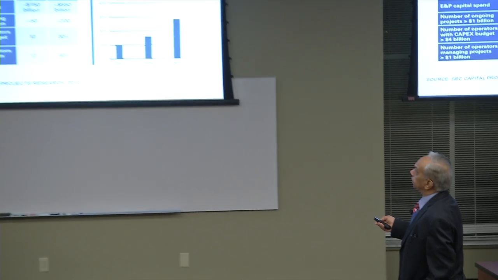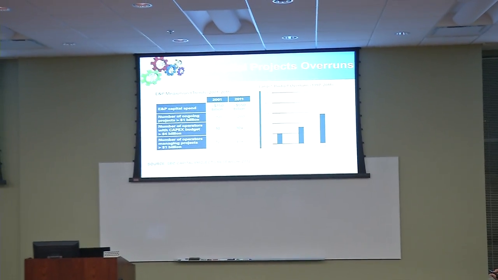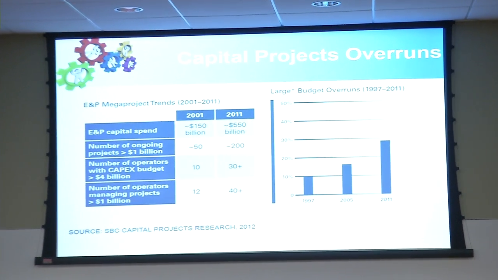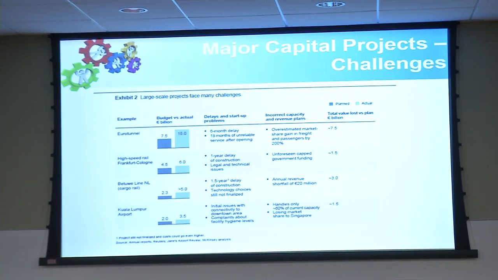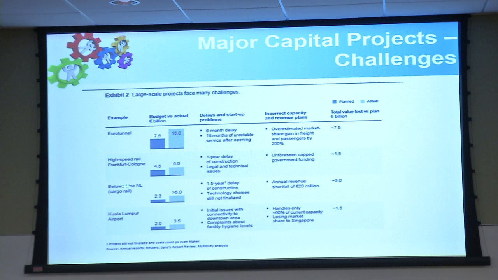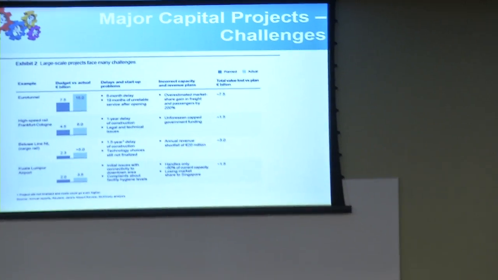All these projects, 2001 to 2011, look at that: 10%, 20%, 30% overruns. In fact, this list includes big projects, billions of dollars: the Eurotunnel, the Big Dig, a cargo rail line, Kuala Lumpur Airport. All these billions of dollars in overruns, late. And this is the same story in small projects also.